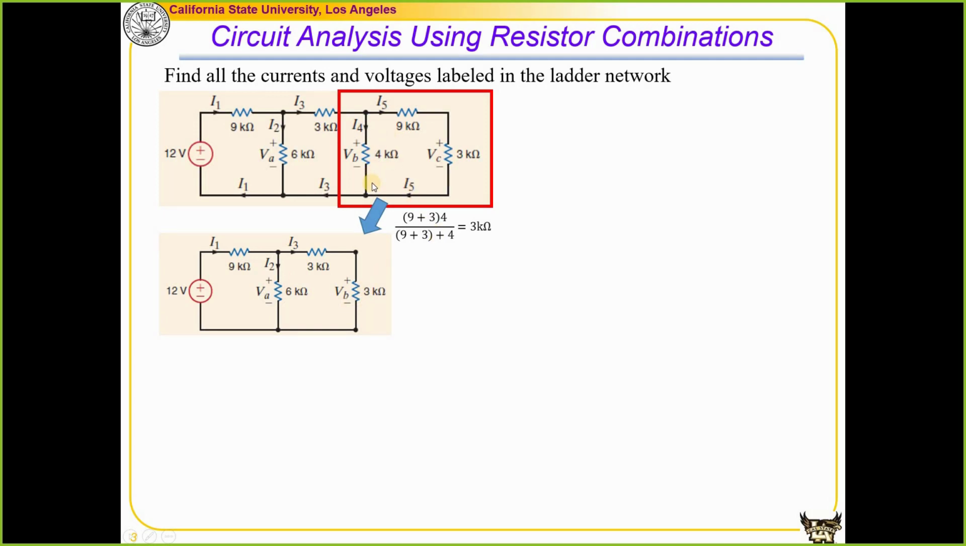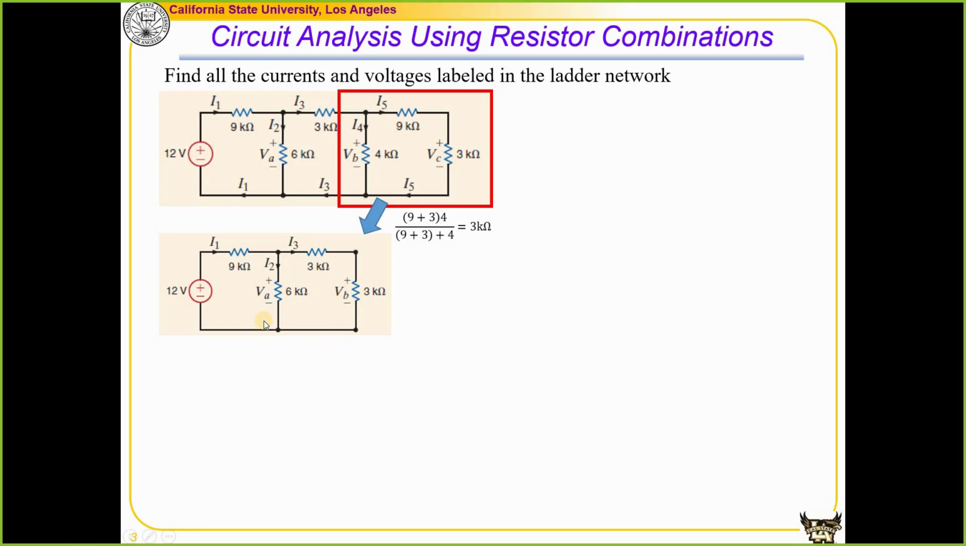And over here we have a 4 in parallel with a 9 plus 3. That's the 12 in parallel with 4. That is how we find the overall resistance, that is 3K. So we replace this network by this 3K resistor, so we get a new simplified network.